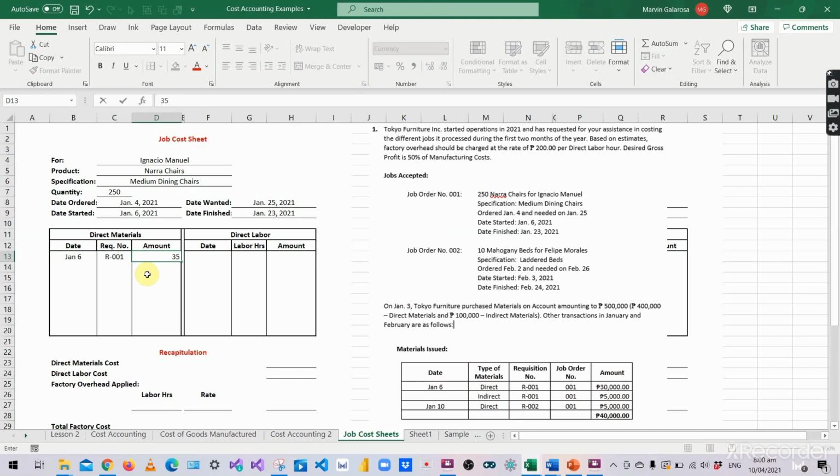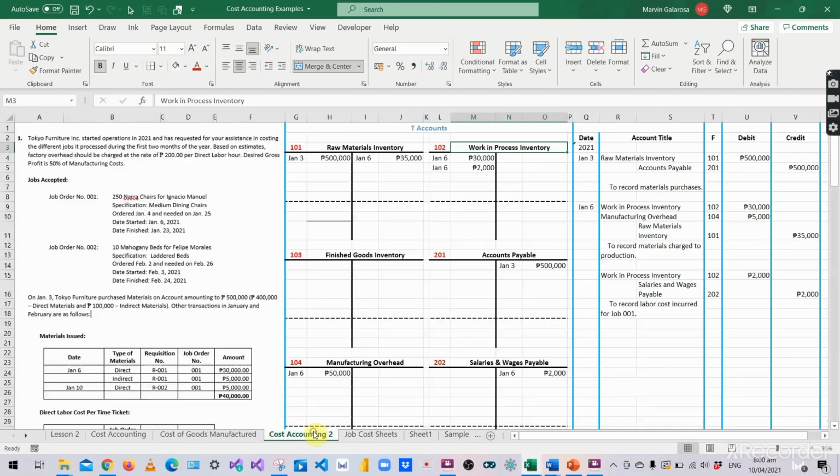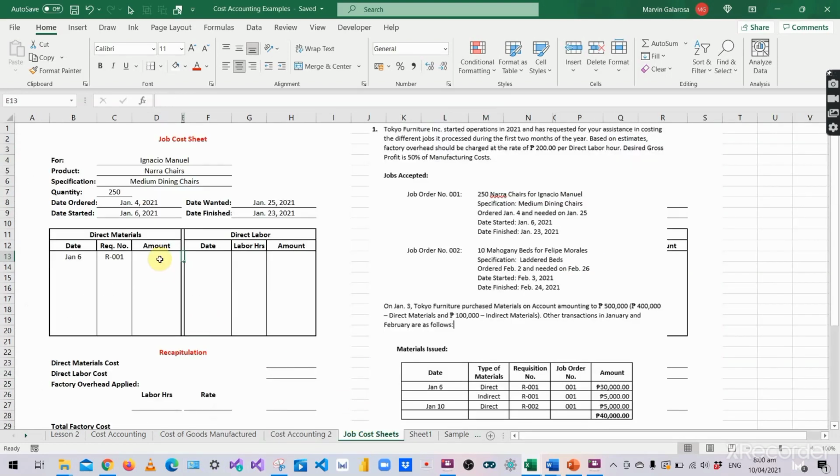If 30,000 ang ilalagay natin, mamamali tayo. Bakit? Remember na nung nag-charge tayo ng material sa production, ang recorded lang sa work in process is yung direct materials. Yung indirect materials, mapupunta siya sa manufacturing overhead. Ito ay dapat na 5,000 lang. So, ang mapupunta lang sa job cost sheet natin is yung direct materials na 30,000. So, accordingly, ang ilalagay mo dito is 30,000. Later on, pagka patapos na yung production, yung factory overhead, marereflect siya sa cost sheet once na nag-apply ka na ng factory overhead.